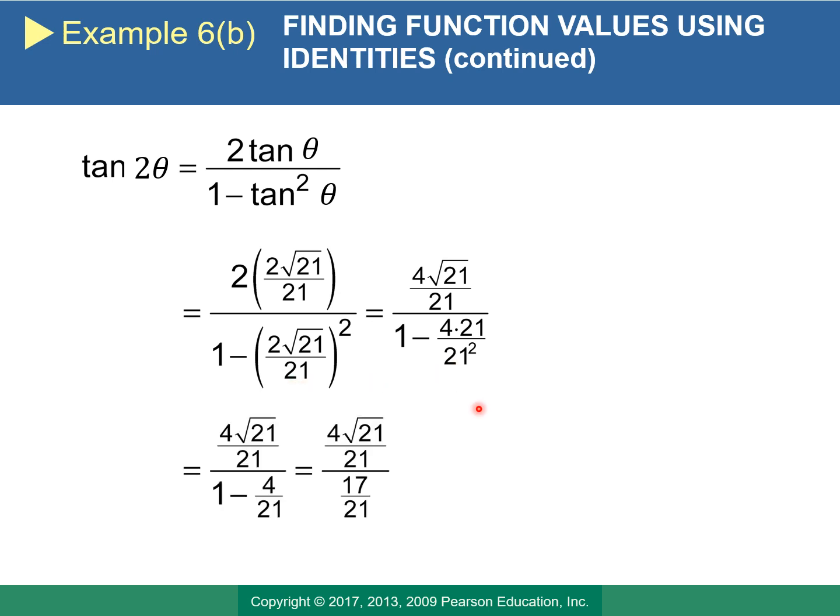Then keep simplifying just a little bit. We end up with 4 over 21 in this bottom fraction down here. And then common denominator, this whole denominator becomes 17 over 21. And then flip and multiply and simplify to get 4 root 21 over 17.